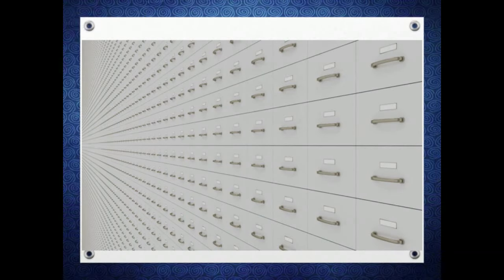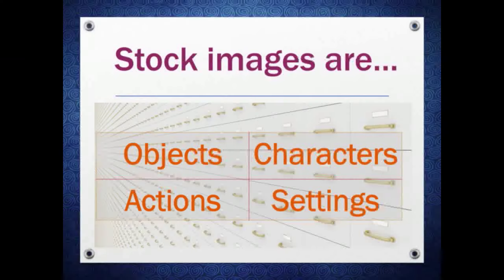Memory is stored as stories, and they're stored visually. We go into the filing cabinet in our mind, which is the visual that I have static up here, and we pull images, or we pull vignettes with images and connect them. So how are these images stored? Four ways: objects, characters, actions, or settings. Those are the four things that you can describe.